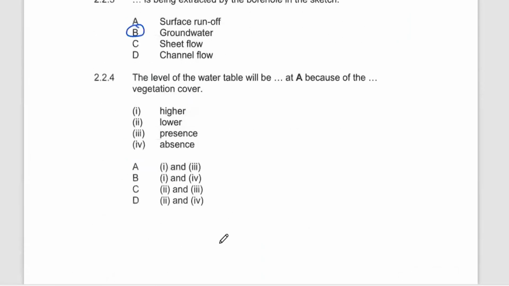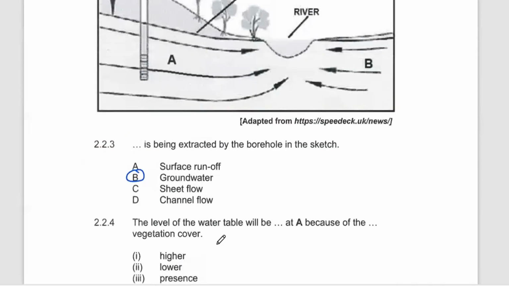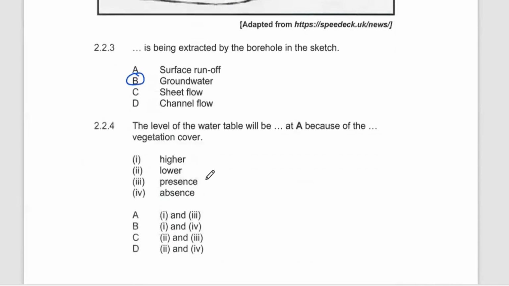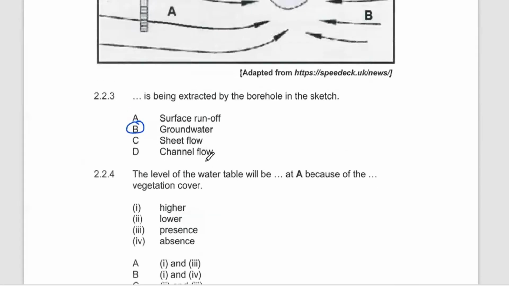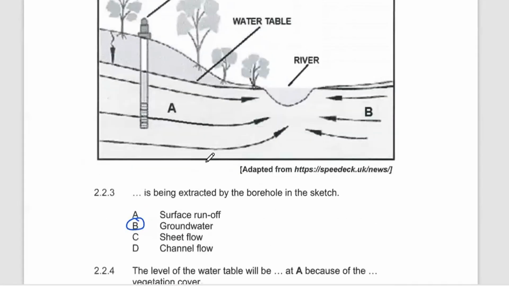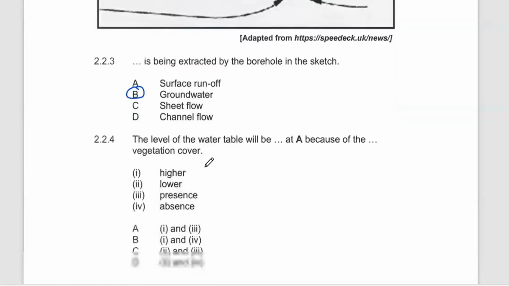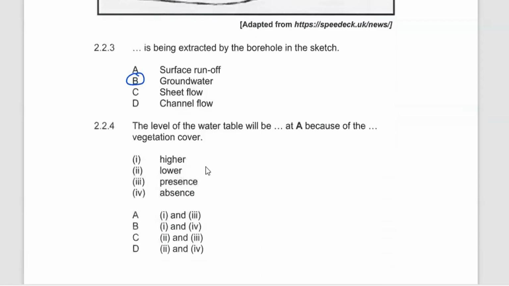Right, the level of the water table will be dash at A because of the dash vegetation cover. If there is vegetation cover, the implication is that it's going to increase the infiltration of the rainwater into the ground storage. So because of the presence of high levels of vegetation around area A, we are likely to have our water table being higher because there is more water being fed into groundwater storage.